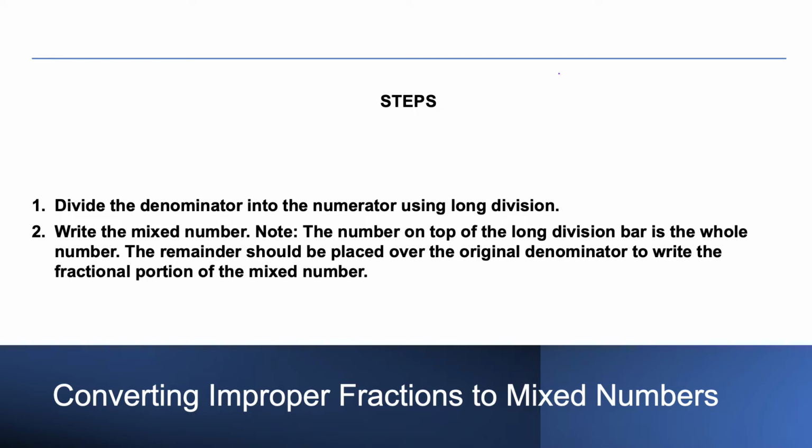So for instance, 13 over 7 is an improper fraction. That's because the numerator is larger than the denominator.